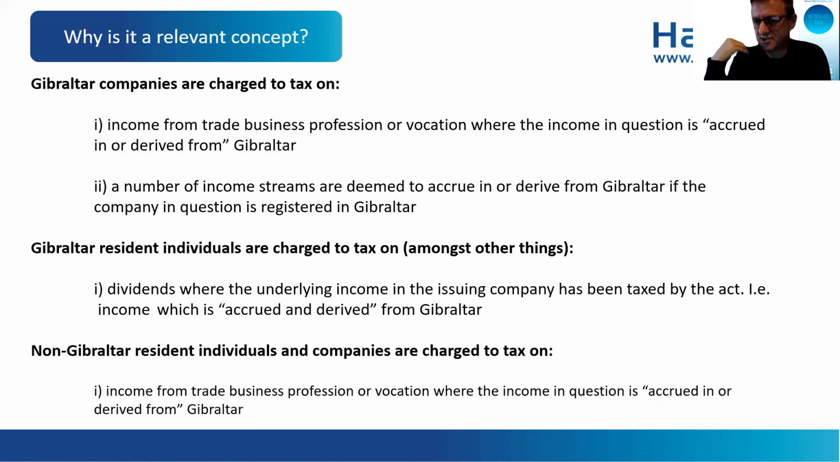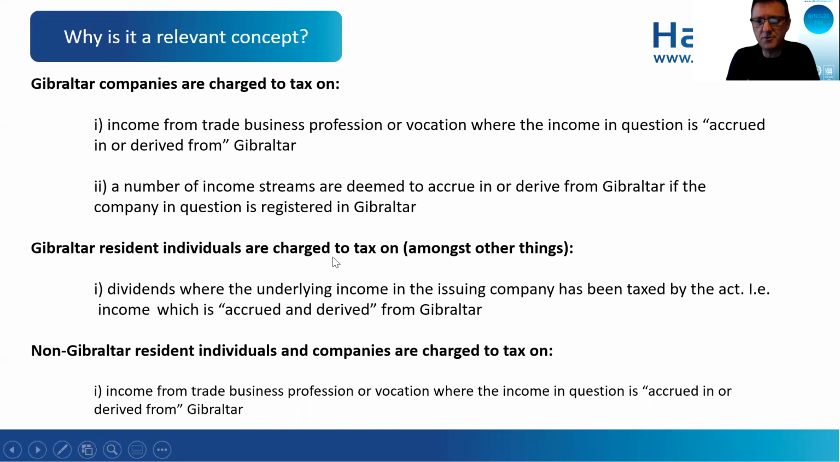Gibraltar companies are taxed on an entirely territorial basis, with certain exemptions, but we'll talk about those later. Primarily, Gibraltar companies are taxed on the income from their trade, business, professional vocation, where the income in question is accrued in or derived from Gibraltar. That is the primary tax charge on corporations in Gib.